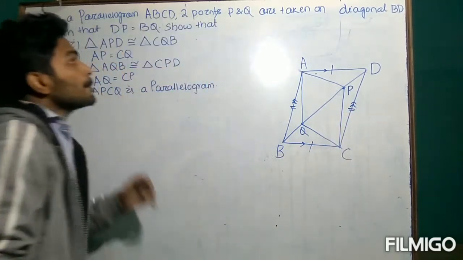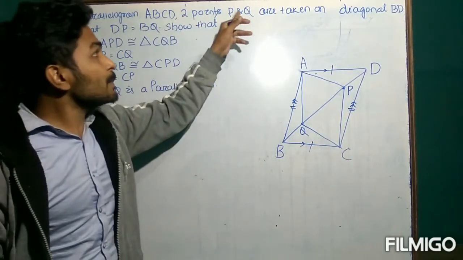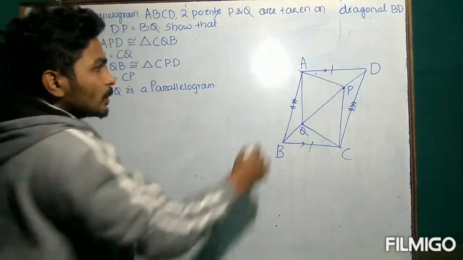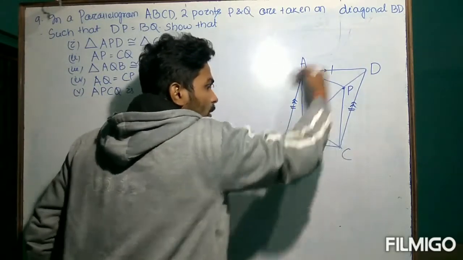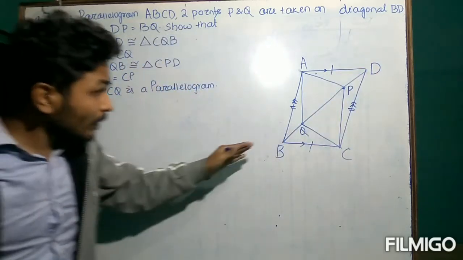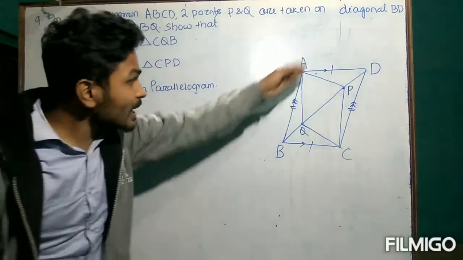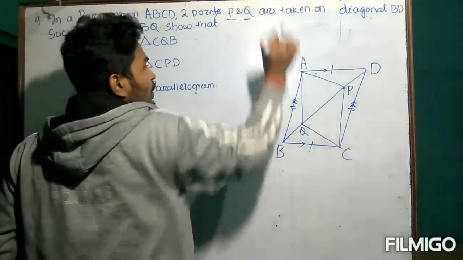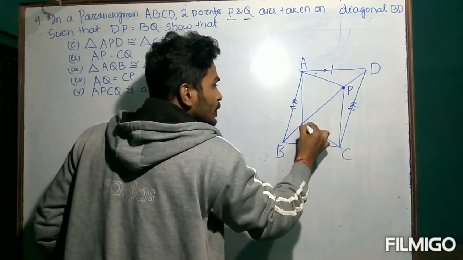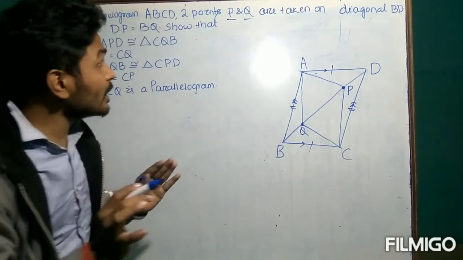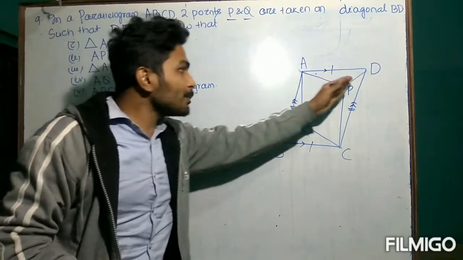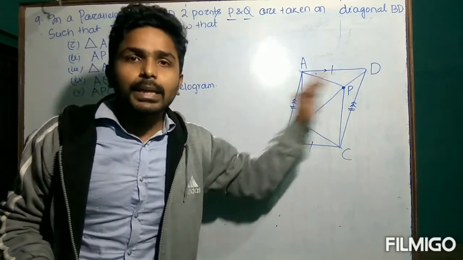We know it. And 2 points P and Q are taken on diagonal BD. So you have to first draw a parallelogram, then just draw the diagonal BD, and on this diagonal we have to take 2 points P and Q. Let's say BD is a diagonal, P is a point here, Q is a point here. Is it understandable?